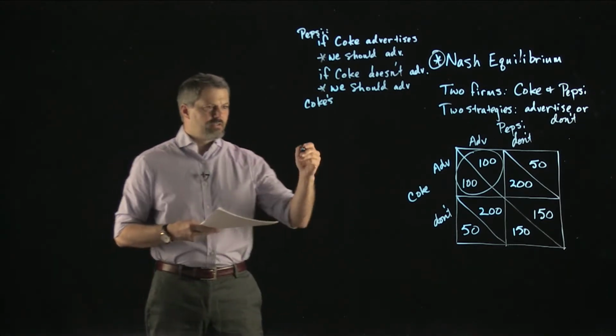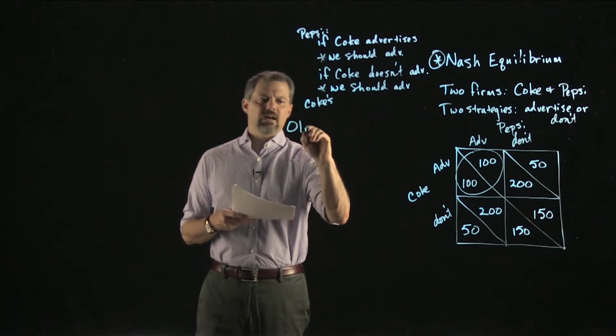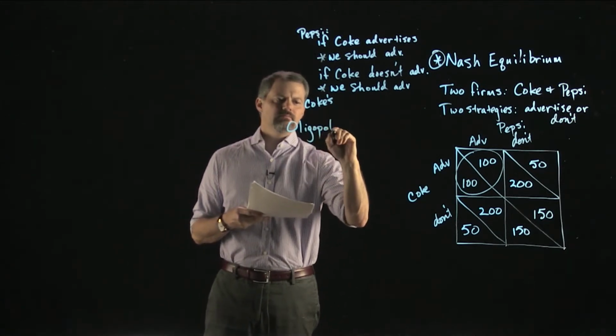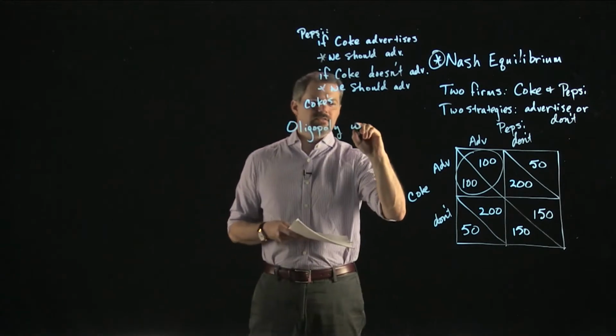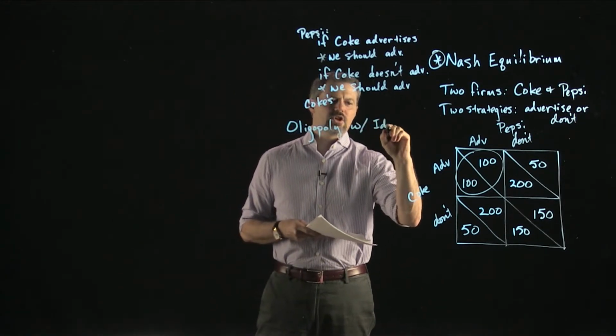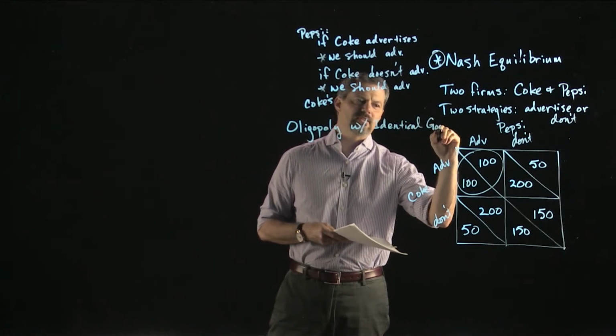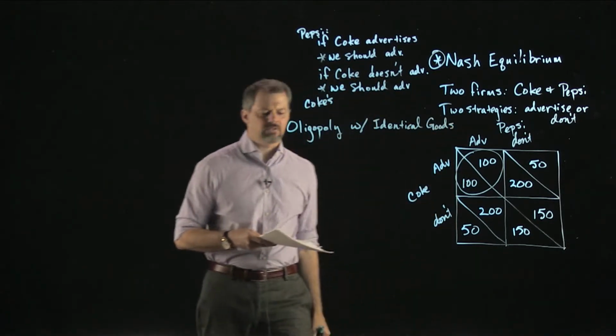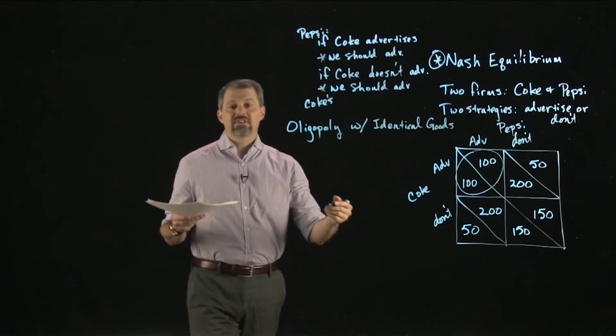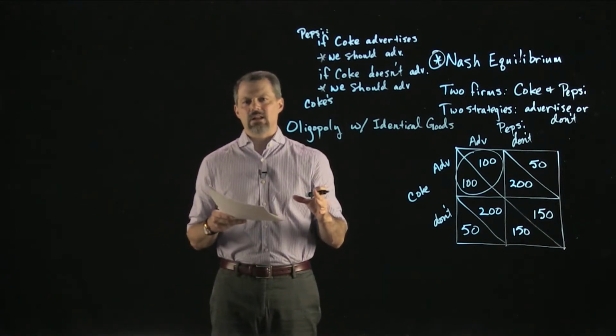The first type of model is we're going to think about oligopoly with identical goods. The goods in an oligopoly don't have to be identical, but we're going to start there. Oligopoly with identical goods. So let's think about the characteristics of this type of oligopoly.